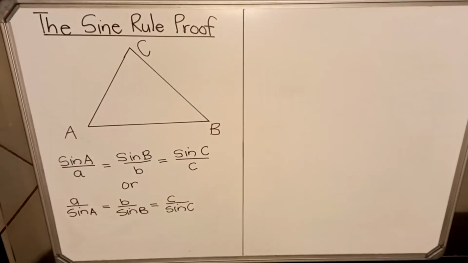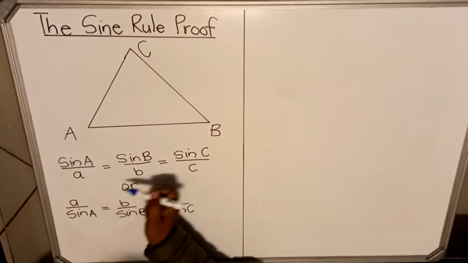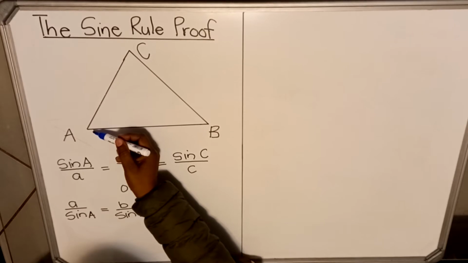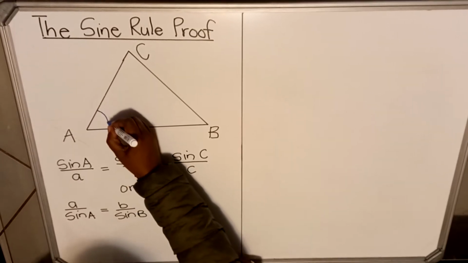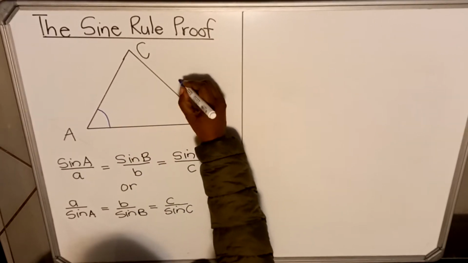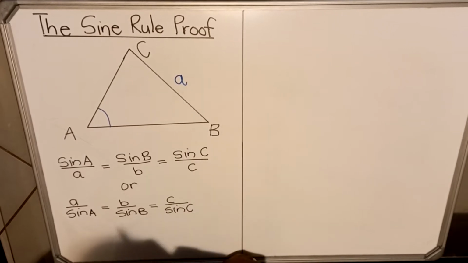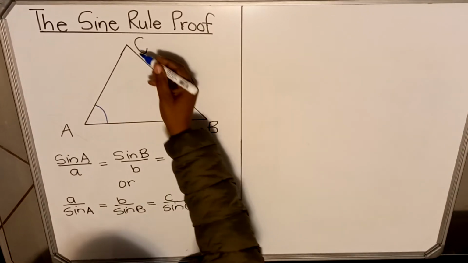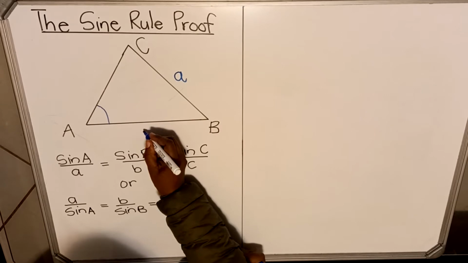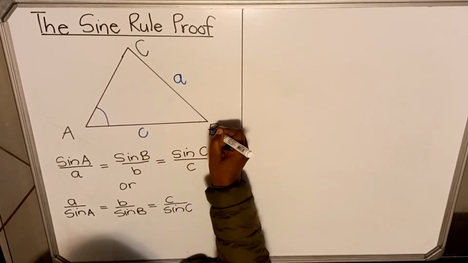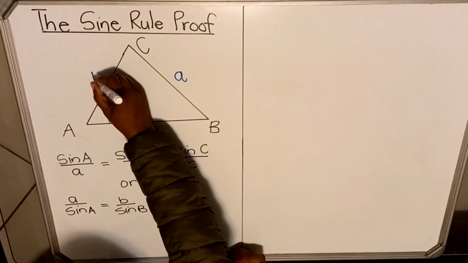So now, how do we find these small letter sides? The side that is opposite angle A is called a, it's the small letter a. And then the side that is opposite angle C is small c, and this one will be small b.